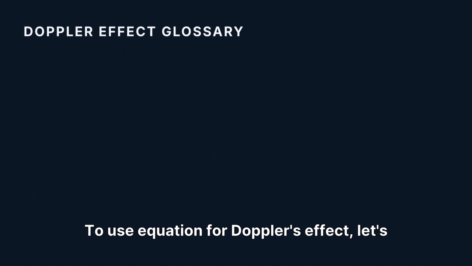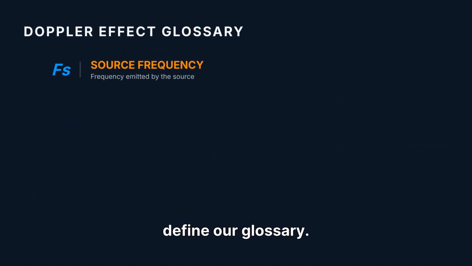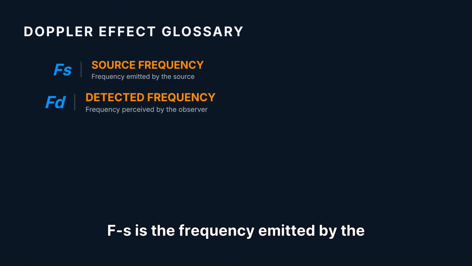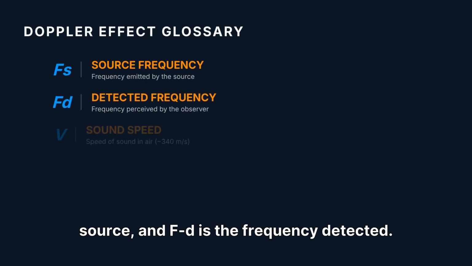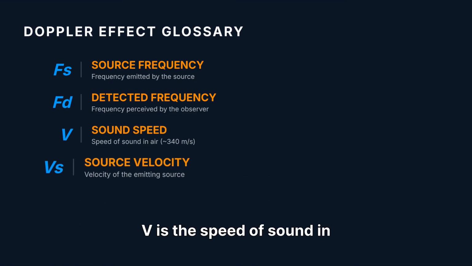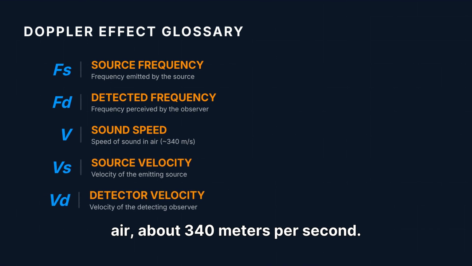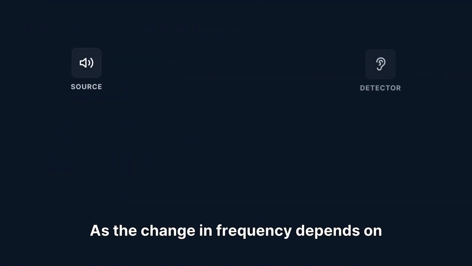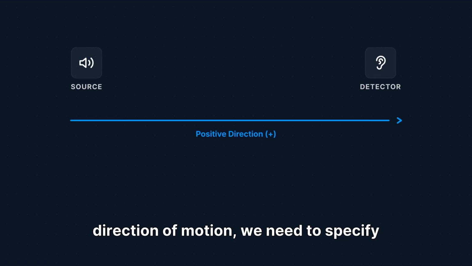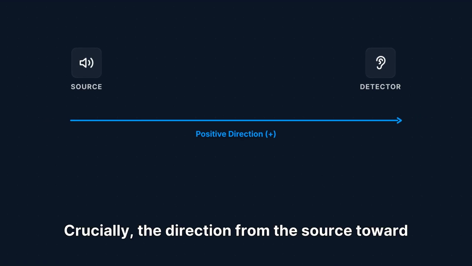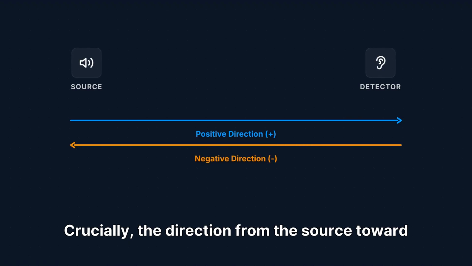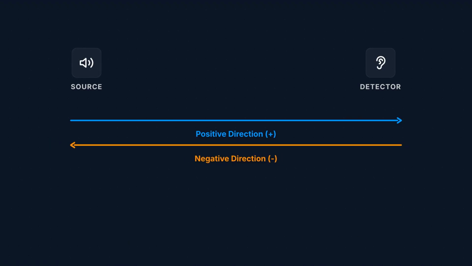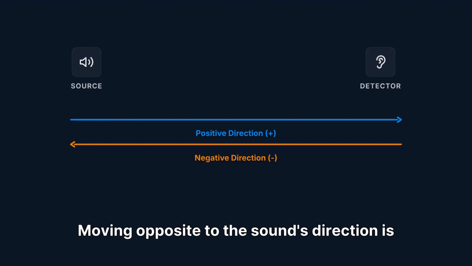To use the equation for the Doppler effect, let's define our glossary. Fs is the frequency emitted by the source, and Fd is the frequency detected. V is the speed of sound in air, about 340 meters per second. Vs and Vd are the velocities of the source and detector. As the change in frequency depends on direction of motion, we need to specify the direction. Crucially, the direction from the source toward the detector is considered positive. Moving opposite to the sound's direction is negative.